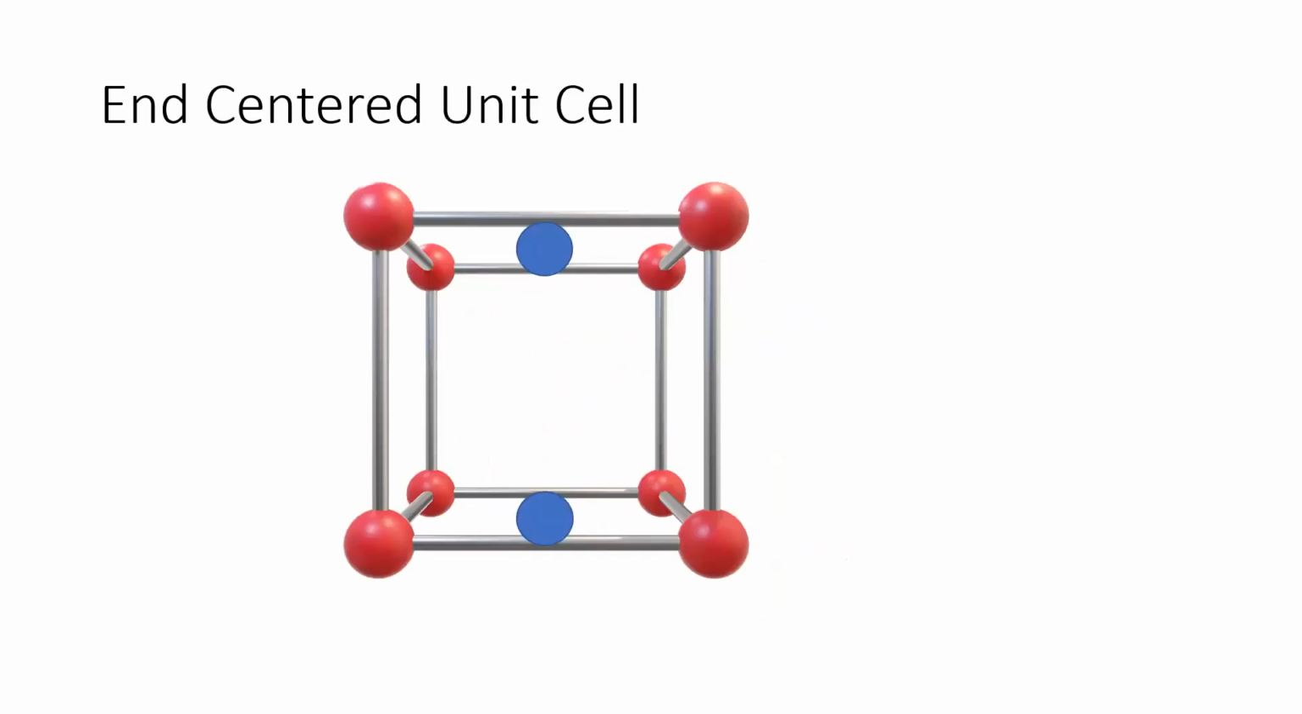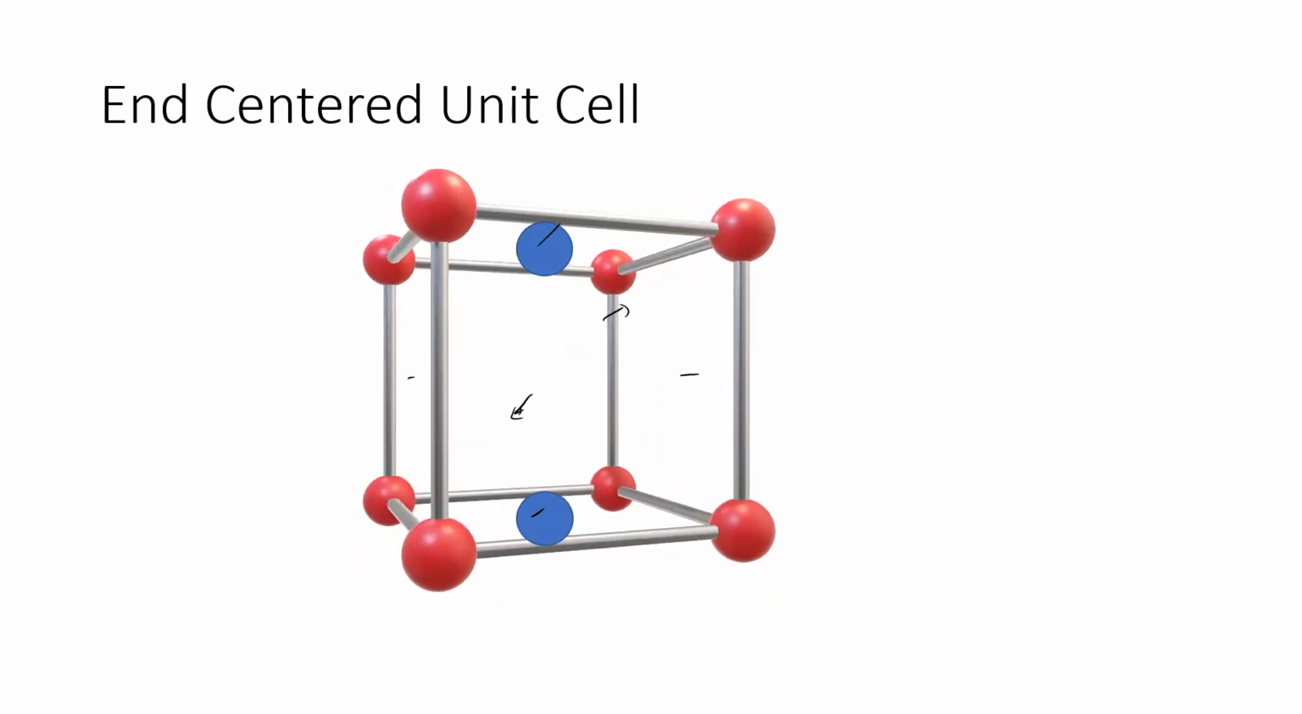The next one is an end-centered unit cell, either top, bottom, or left, right, or front, back. In this, any 2 places, any 2 centers, are occupied by 2 atoms, then it is called end-centered. It will look like this.